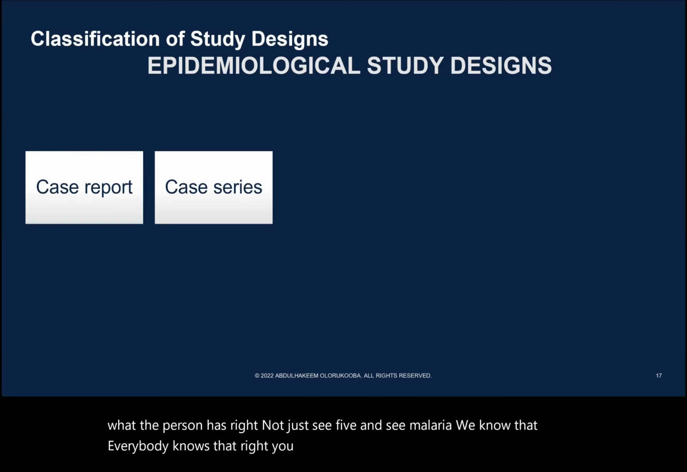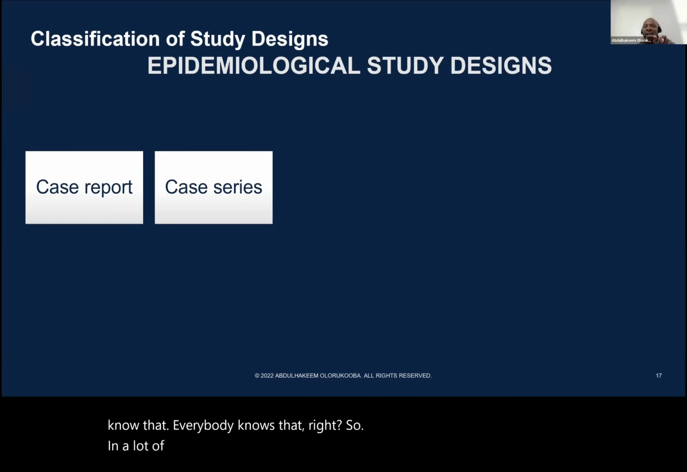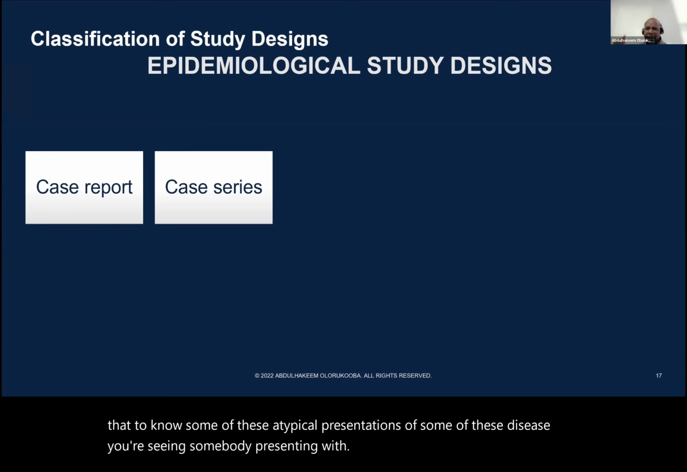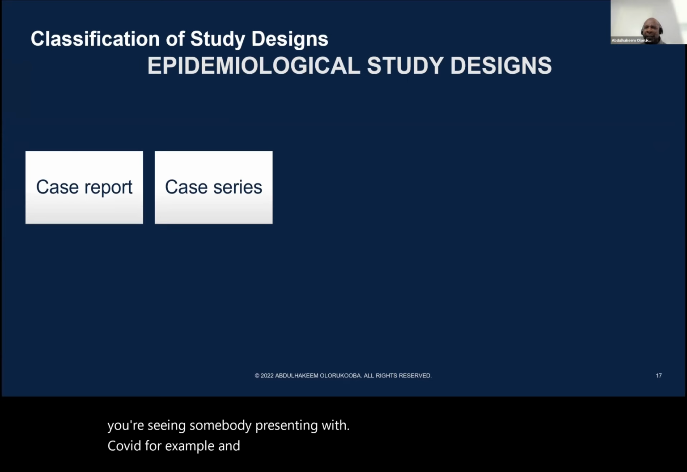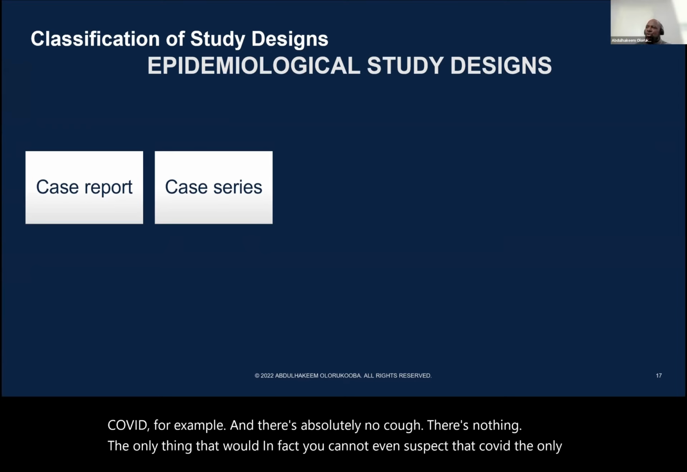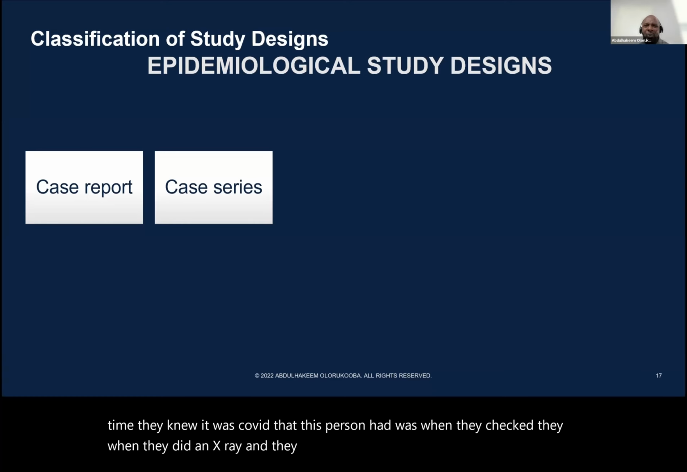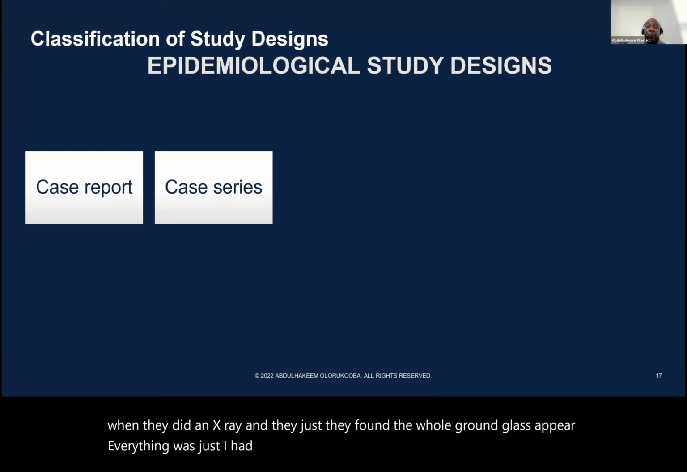So in a lot of instances, these case reports and case series have helped us to know some of these atypical presentations of diseases. You are seeing somebody presenting with COVID, for example, and there's absolutely no cough, there's nothing. You cannot even suspect there's COVID. The only time they knew this person had COVID was when they did an X-ray and found the ground glass appearance.